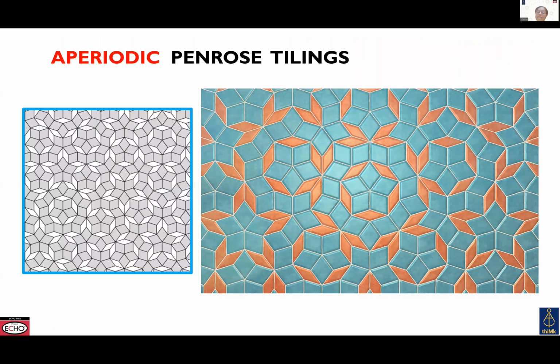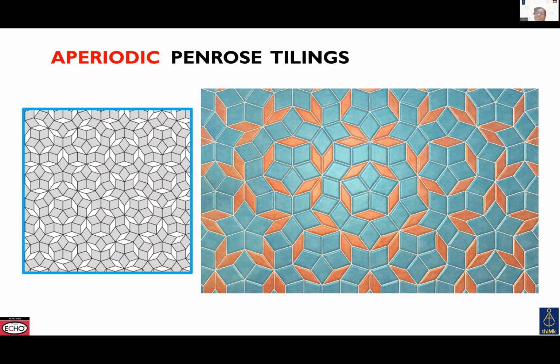And he now simplified it. He now used only 2 tiles. He used a fat rhombus and a thin rhombus, and with just these two, he managed to create aperiodic tilings. There are tilings that never repeat themselves. So previously, what we have seen, they're all periodic, right? That is, after a certain time, they just repeat, but these don't.